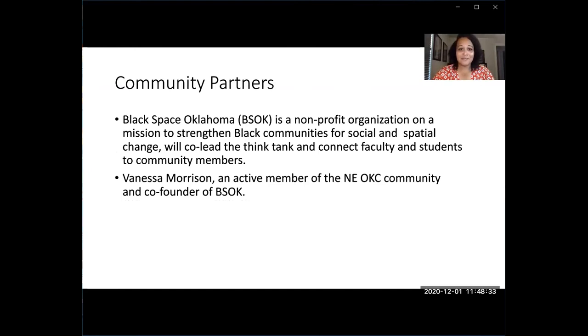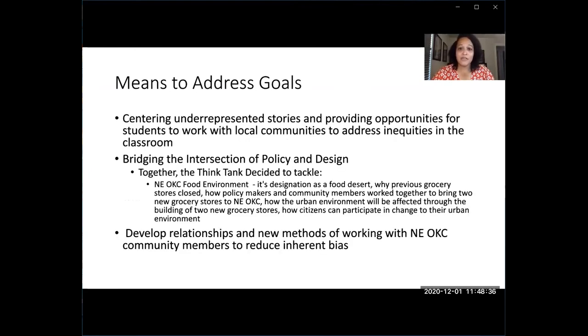Again, thinking about the goals of our think tank, we want to hear from underrepresented populations and communities. We want to center those stories, center those experiences, and help students think about the ways that we can address those inequities in the community and also in the classroom.